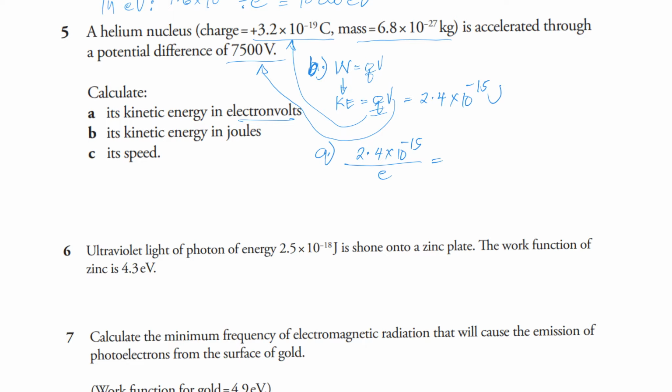So you can have electron volt. So for letter B, it will be around 15,000 electron volt. So this is now your A answer. What about C? What about the speed?